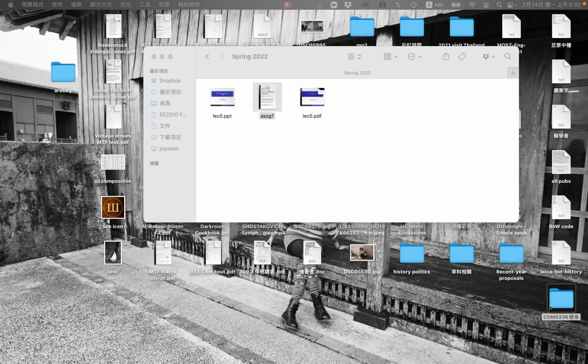So we have 15. 15 is 1, 1, 1, 1. So 4 digits can represent numbers from 0 to 15. And then generally we take these two together. So 1, 1 is actually 3. Right? 1, 1 is actually 3.